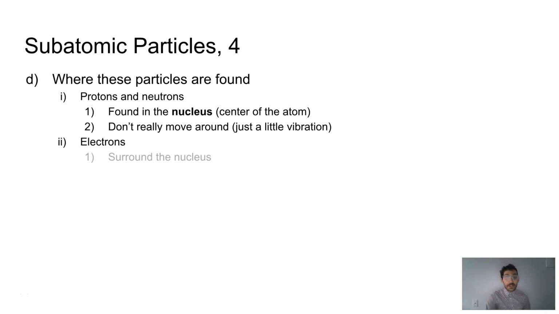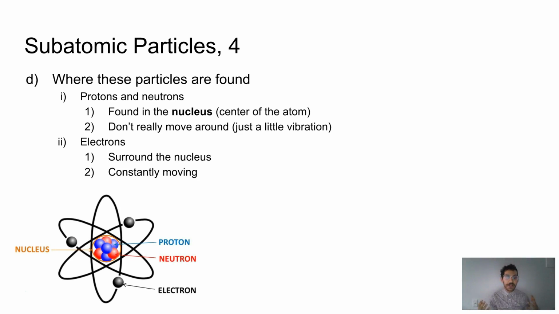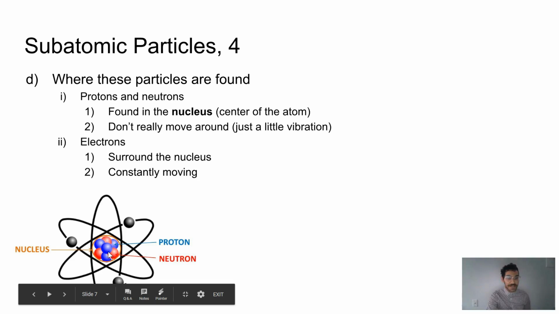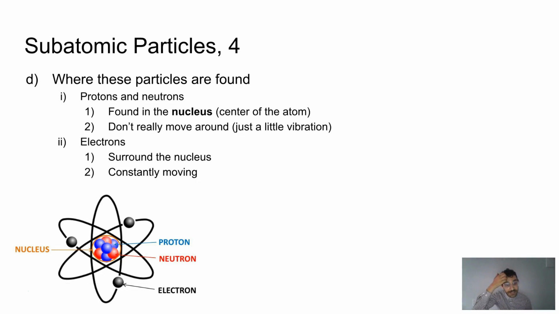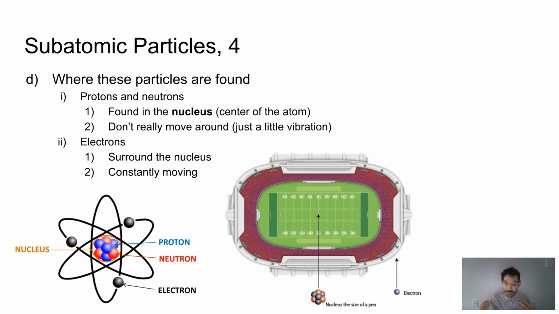In contrast, electrons surround that little nucleus in the middle, and they are constantly moving all over the place. In fact, the movement of electrons is very interesting stuff for chemists to study. And so here is a crappy image. This is what we call a Bohr model, which is discussed in other videos. But this shows our neutrons and protons hanging out in the center in the nucleus, and then around that, moving about, our electrons.